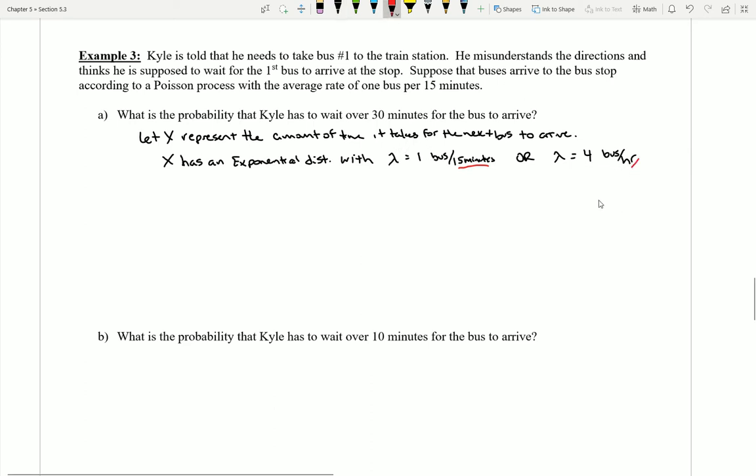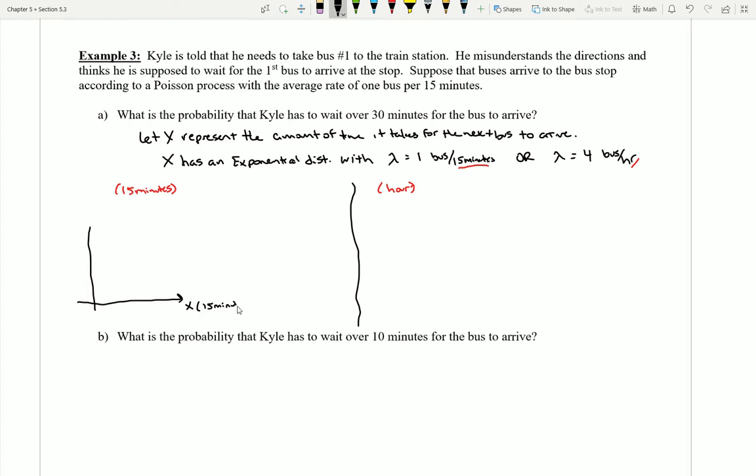So here, I'm going to divvy up my page again into 2 different possible approaches. On one side, I'm going to deal with what happens if we're measuring things in 15-minute intervals. And over here, what happens if we're measuring things in an hour interval? Okay, let's see. So I'm going to go ahead and draw out my picture on the left. Here I know that x is being measured in increments of 15 minutes.